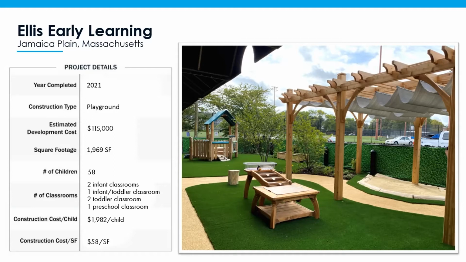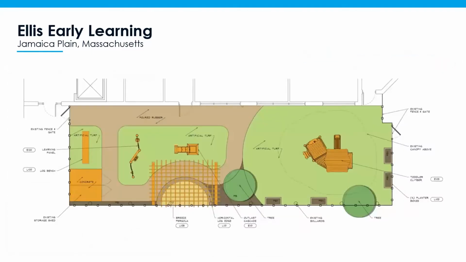They came to us in May and they wanted to have their center open by September. So that really only allowed us four months to design and construct a playground that would provide effective social and physical development for their children. And here you can just see the plan that we came up with, with their input.